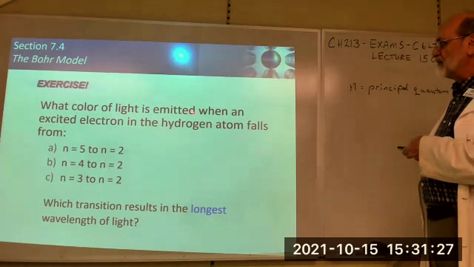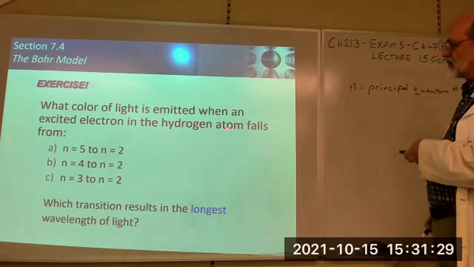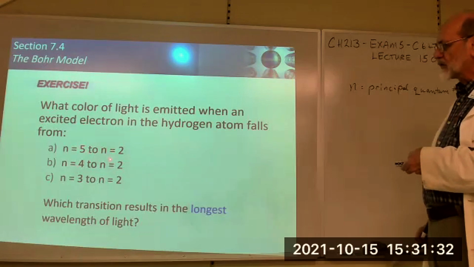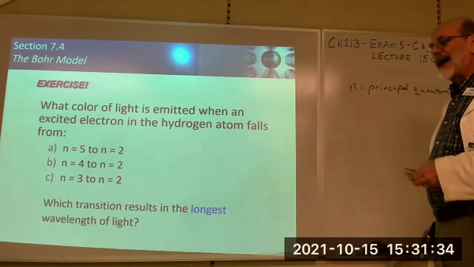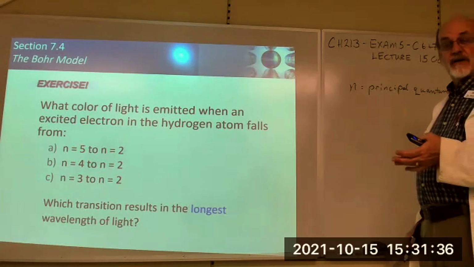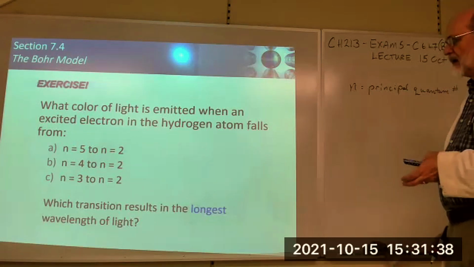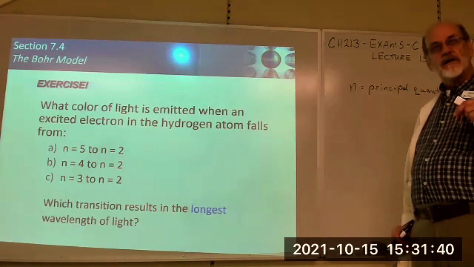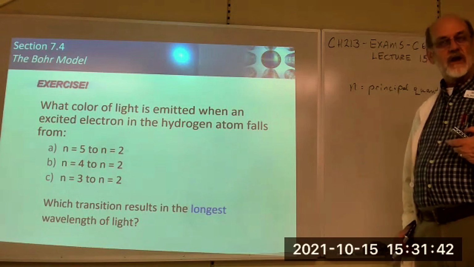Okay, what color of light is emitted when an excited electron in a hydrogen atom falls from 5 to 2, 4 to 2, 3 to 2? You can calculate each one of those. All right, we don't have time to do that here. But which one is going to have the redder color or the longer wavelength?